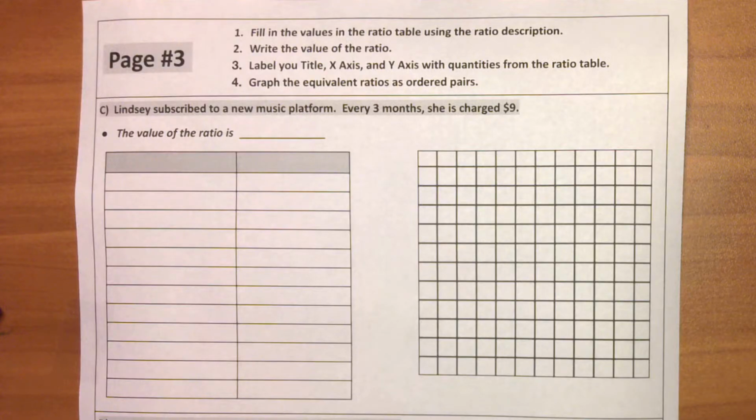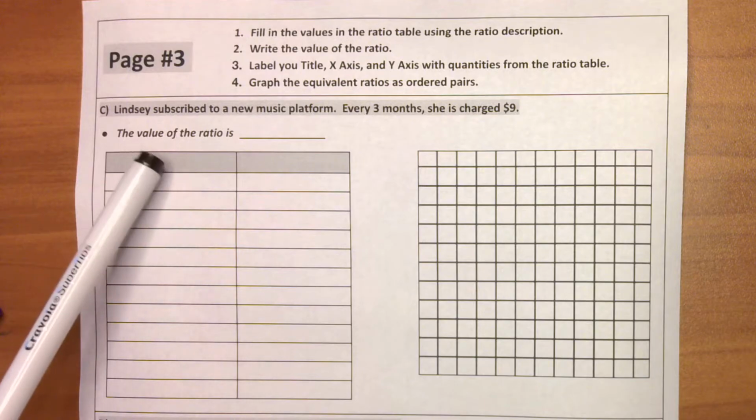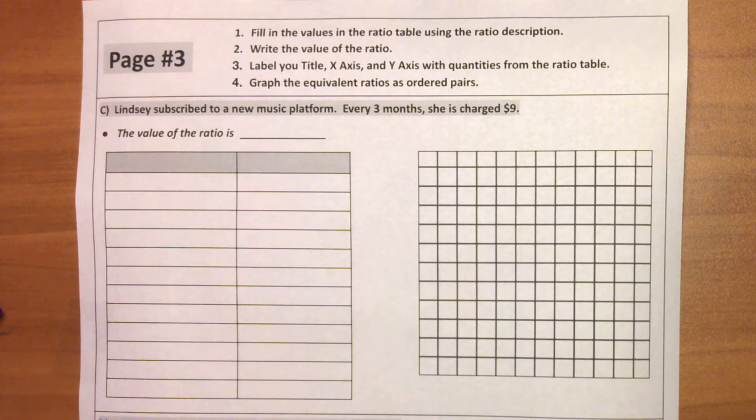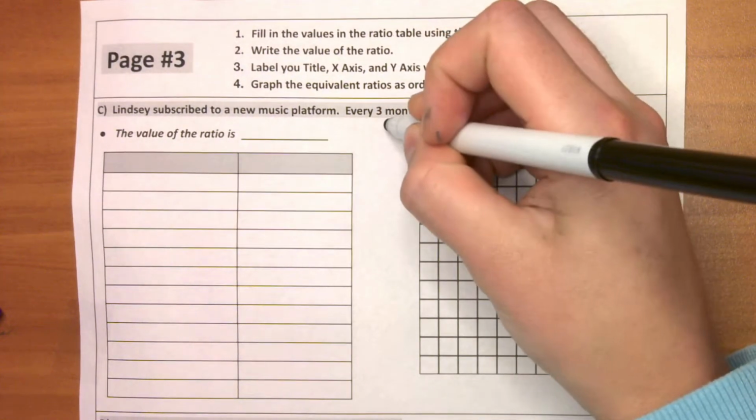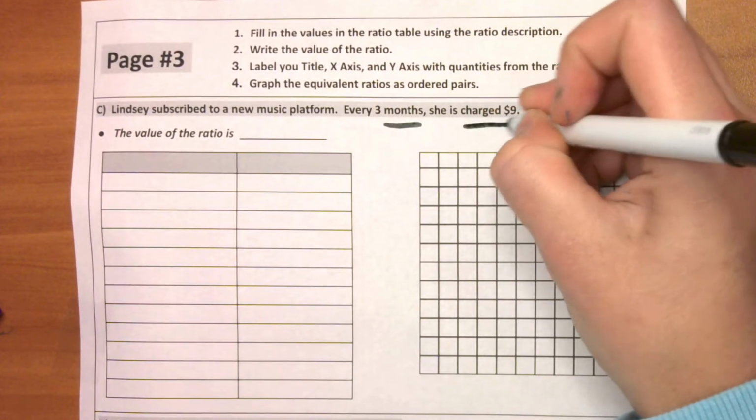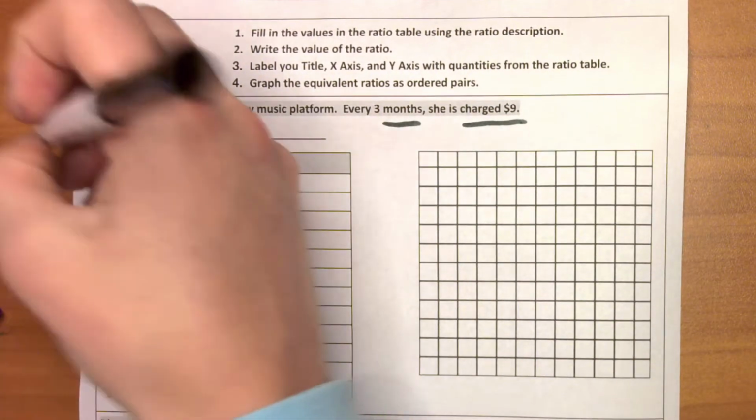On page 3, we're going to continue practicing what we've already been working on. The only difference is you're going to label your ratio table headers. So I'll get you started and then you can complete the rest of the page on your own. It says Lindsay subscribed to a new music platform. Every 3 months, she is charged $9. That's a pretty good deal nowadays. So we're talking about months and how much she's charged in dollars.